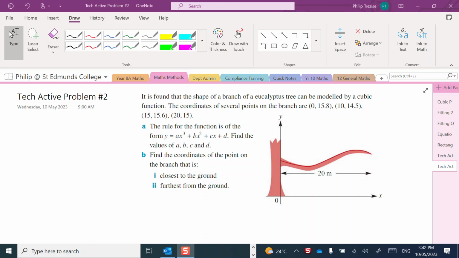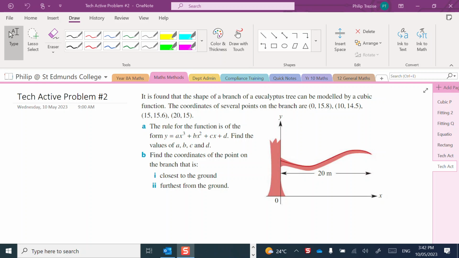Hi everyone. In this lesson I'm going to demonstrate how to do some problem solving, assisted by my Casio graphing calculator. So here's a lovely question. The branch of a eucalyptus tree is modelled by a cubic function. The coordinates of several points on the branch are given, and the rule of the function has the form of a cubic equation.